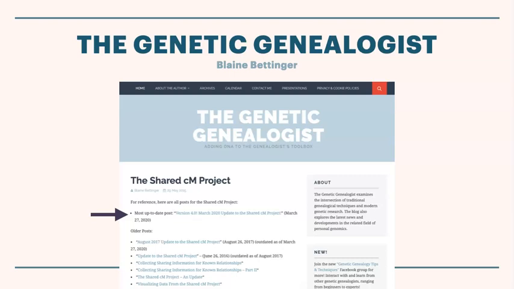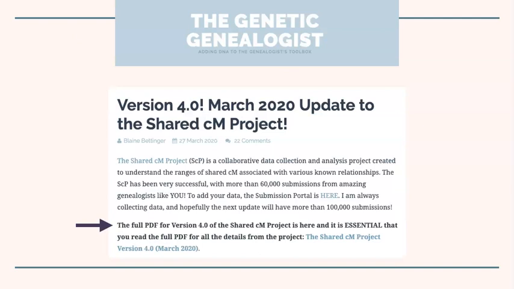thegeneticgenealogist.com, and when you go there, the home page looks like this, and you can click on the very first bullet point where it says Version 4 March 2020 Update to the Shared Centimorgan Project, and it will take you to this. There's a full PDF that you can download and read all about the project, and he'll break down how many submissions are for each relationship and lots of great details. But if you would like to add to it, this is where you would click to submit shared centimorgans that you know of with somebody in your tree. And right there he says he's always collecting data and he's hopeful that the next update will have 100,000 submissions.